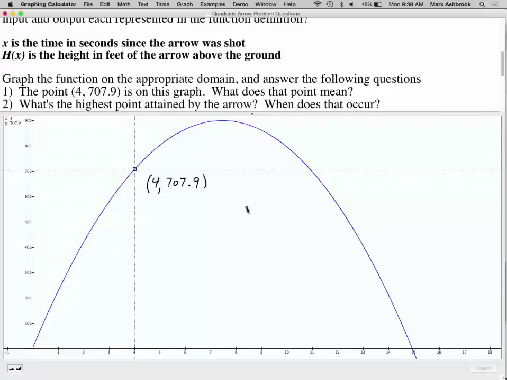First easy ones. Okay, so what does the point? Yeah. We'll get to that one. We'll get to that in a sec.